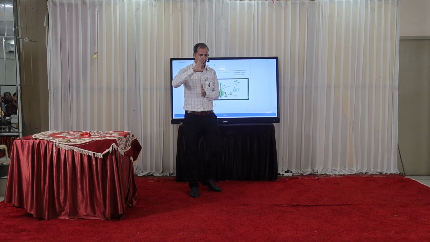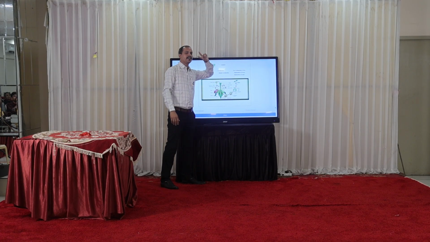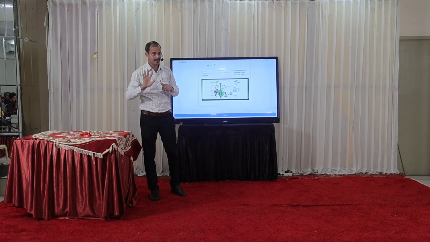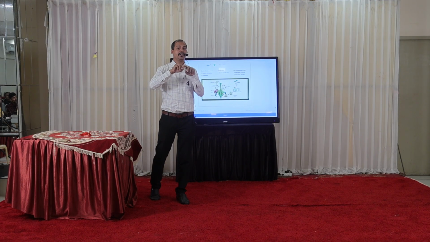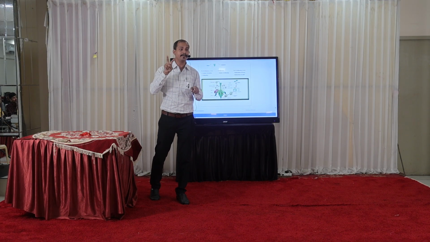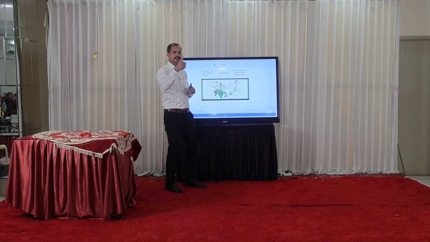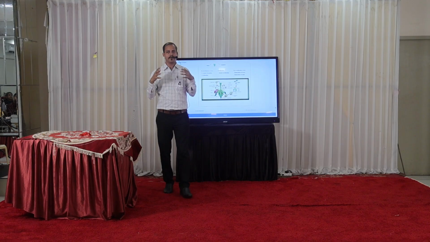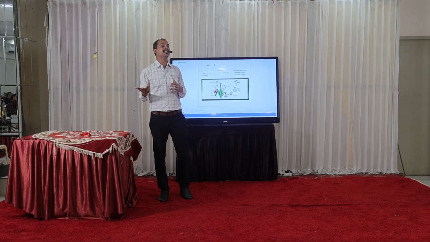So the pollen grain will reach the stigma. Now the pollen grain consists of two cells, the vegetative cell and the generative cell. The generative cell divides into two male gametes. The first male gamete will fuse with the egg. It is called fertilization or syngamy.